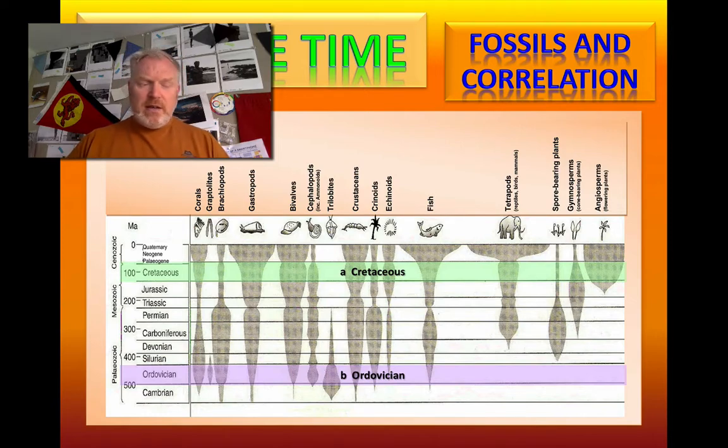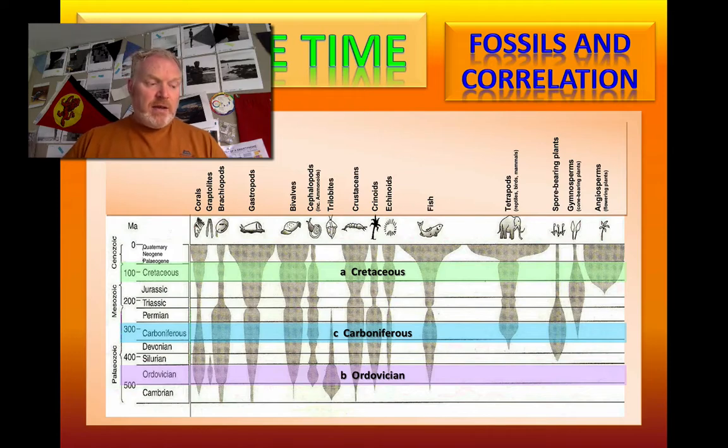Question C is a period with abundant spore-bearing plants, brachiopods, bivalves and cephalopods, corals though declining and trilobites declining very rapidly. That's a description of the Carboniferous.